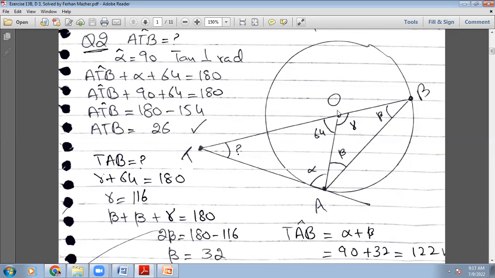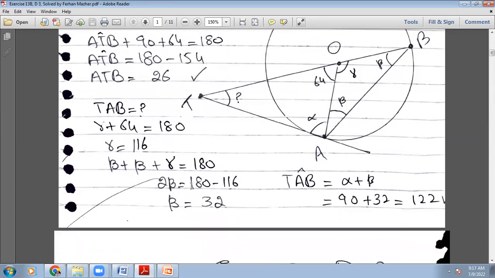Once I know this, because OA is radius, OB is radius, so it's an isosceles triangle. This angle will be beta. This will be also beta. So we can find the value of the beta. Beta plus gamma is equal to 180. 2 beta is equal to 180 minus 116. So gamma value is 116. So beta will be 32.